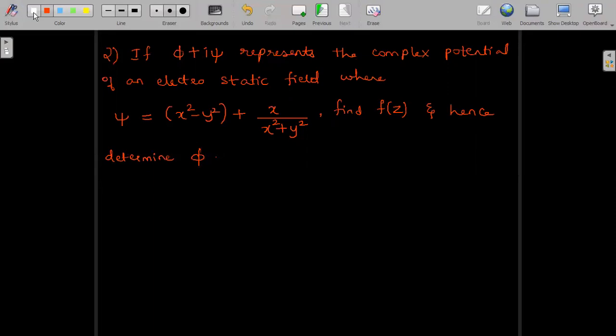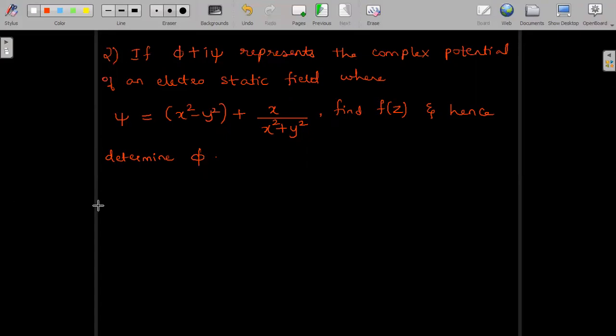So very firstly, let us observe that the given question is in the form of phi plus i psi. Instead of u plus iv, they have mentioned the question in the form of phi plus i psi. So in place of u, we have phi, and in place of v, we have psi. So the imaginary part psi is given for us. We have to find the analytic function f of z, and hence determine the value of phi, the real part of it.